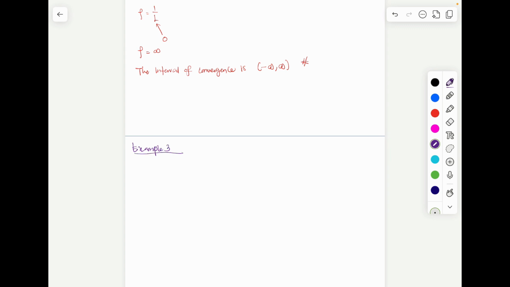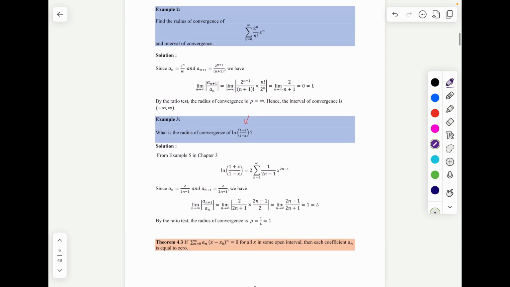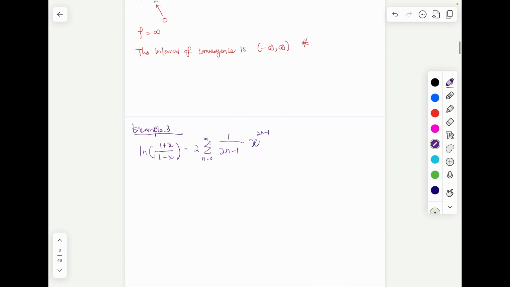Okay, this one. Based on chapter 3, you have tried to find what is the series for this one. It is equal to 2 summation from 0 to infinity of 1 over 2n minus 1 times x to the power of 2n minus 1. Okay, so this is the series. Again, what's the question asked? Radius of convergence. So you want to find the radius of convergence, then we find the limit.